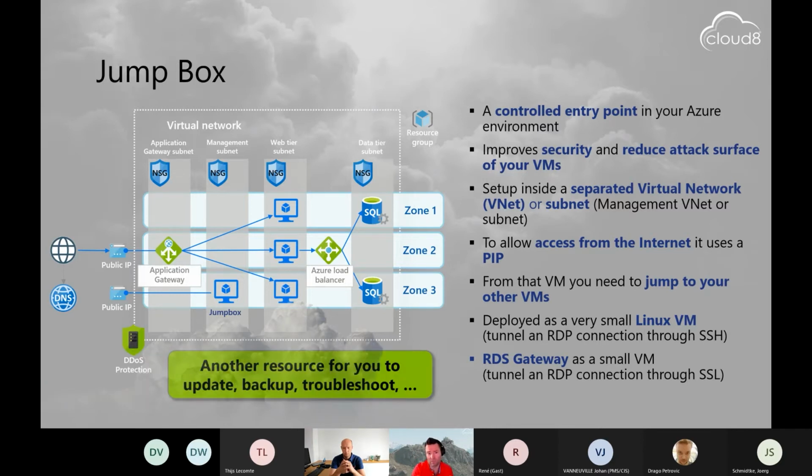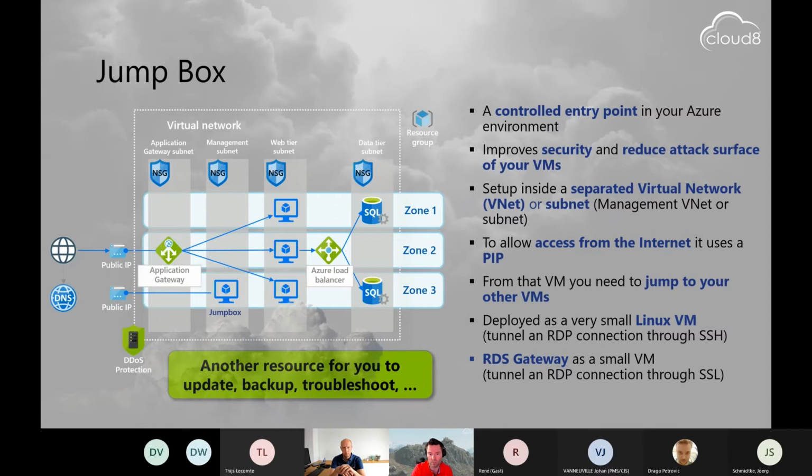To allow access from the internet, this VM also mostly uses a PIP, and most of the time it's deployed as a Windows VM, but you can also deploy it as a small Linux VM. We're going to tunnel your RDP connection through SSH. And instead of a Linux VM, we even saw some customers using an RDS gateway, which also runs as a small-sized VM.